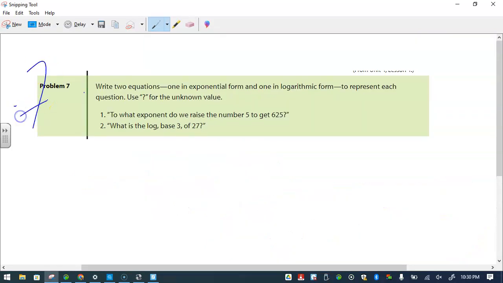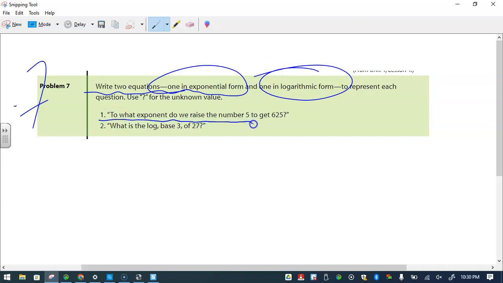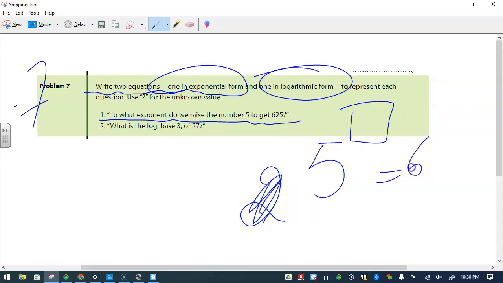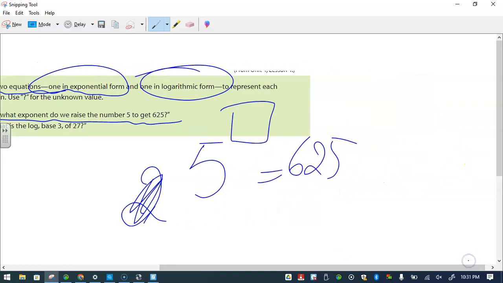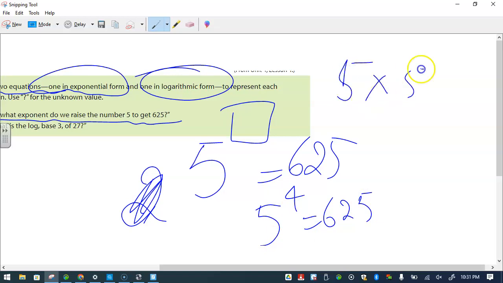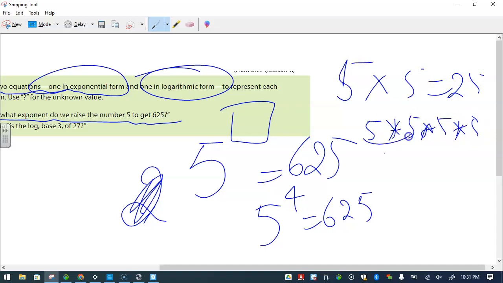Question number 7 is write two equations, one in exponential form and one in logarithm form. To what exponent do we raise 5? 5 raised to what gives you 625, right? Clearly, the only option is 4. Why? You can check: 5 times 5 is 25, right? And if you multiply 5 four times, 25 times 25 is 625.